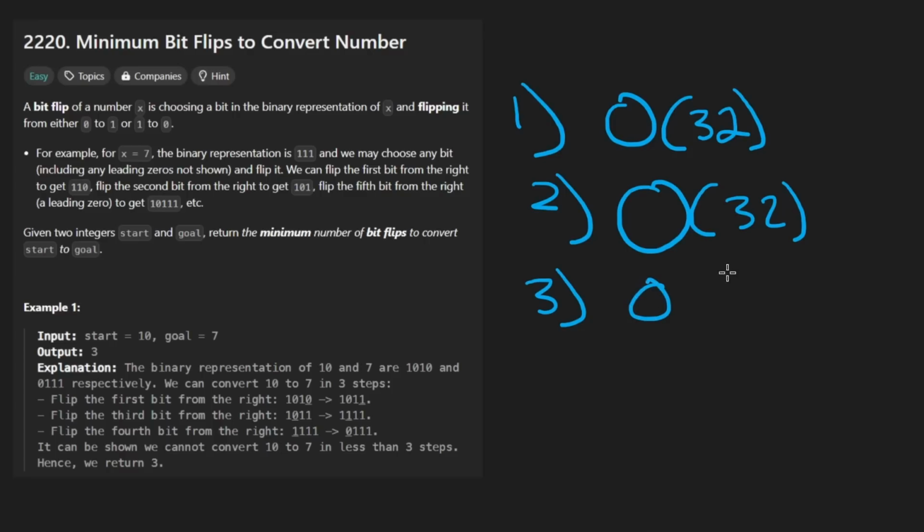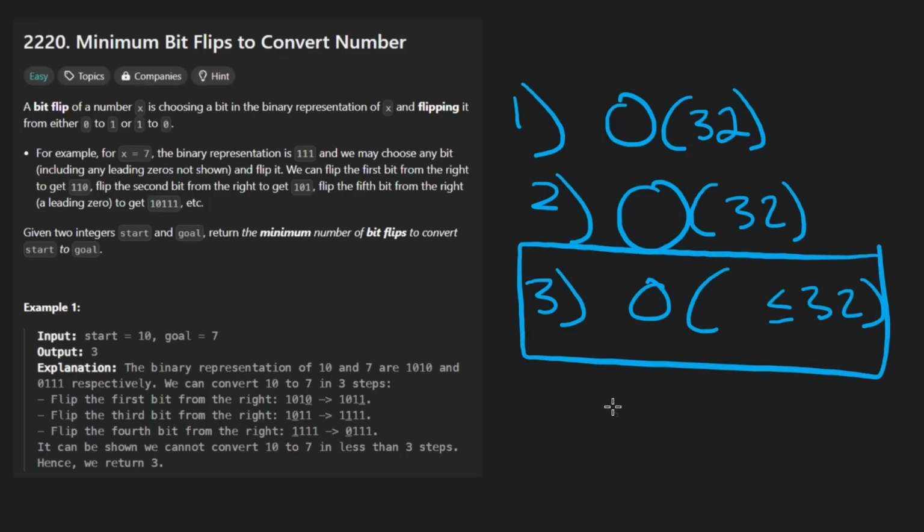The third solution is hard to put into big O time complexity, but it's going to be basically whatever the result is. So it's going to be less than or equal to 32, I guess, in the worst case. But it's technically the most optimized solution. And this is probably the most interesting one. I would say it's a pretty neat solution, so it's worth watching that. It'll only take me a few minutes to explain it, hopefully.